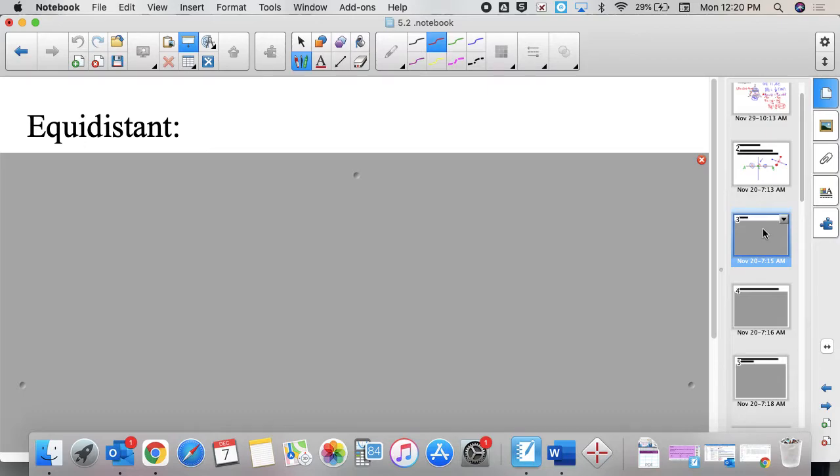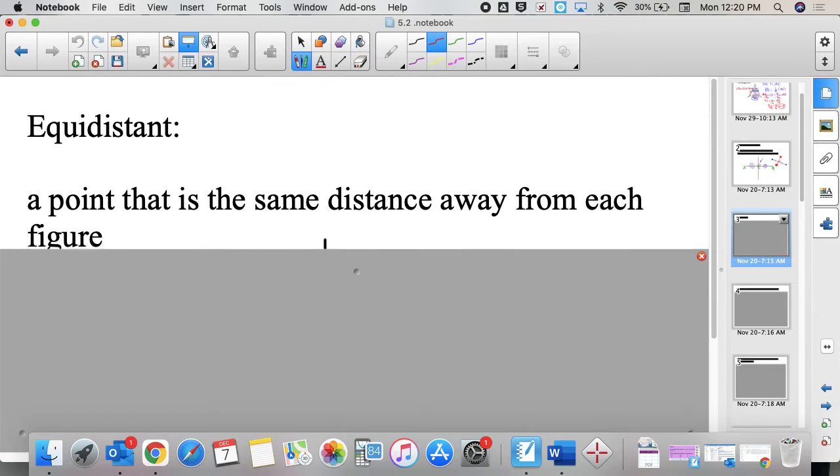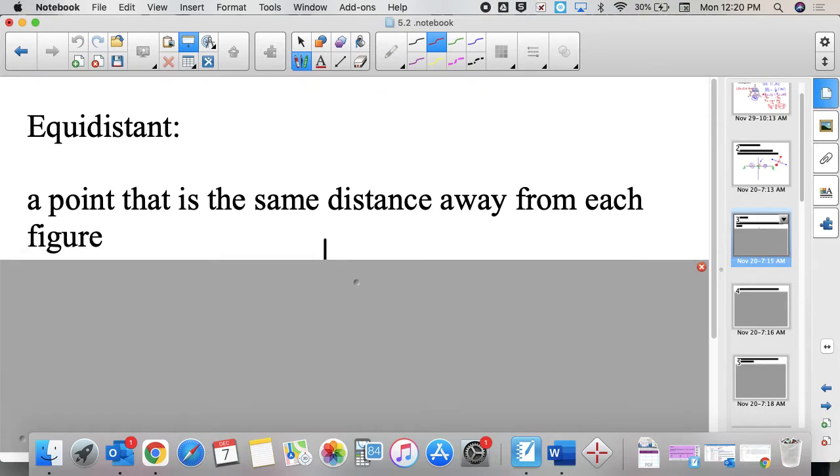Now, the term we're going to use is this idea of something being equidistant. Right? To be equidistant essentially just means the same distance. If you're standing in the middle of the classroom, you are equidistant from the front wall and the back wall. Right? That's what the idea equidistant is going to mean. A point that is the same distance away from each figure.